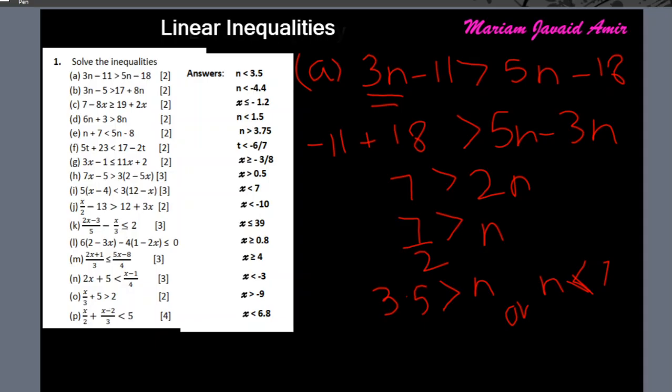Less than 3.5. Now, in case you don't know, keep this in mind that the side that has a single corner is always less than. So both of them read as n is less than 3.5, or 3.5 is greater than n. Both of them mean the same thing. Okay, this was part A.